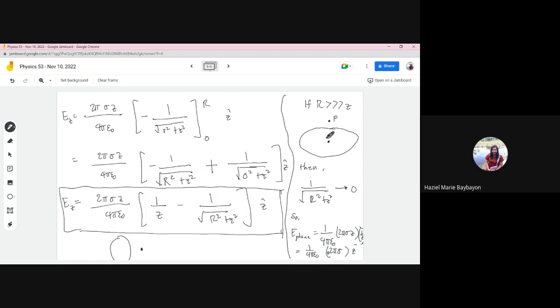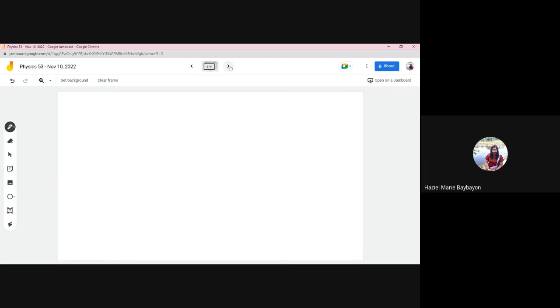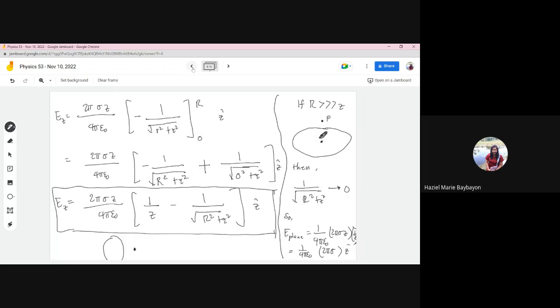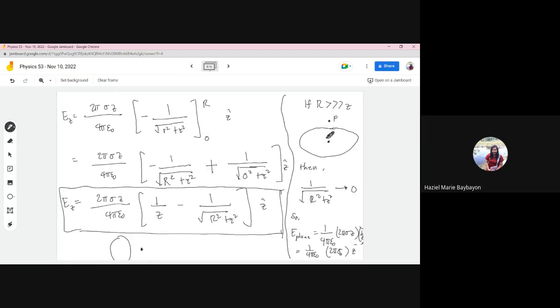So for an infinite plane, this can be further canceled out, kining 2 pi. So isulat na to ha. In general, for an infinite plane, the electric field is equal to sigma over 2 epsilon naught. So it is not dependent on z nor the length of the plane. Infinite man siya nga plane.